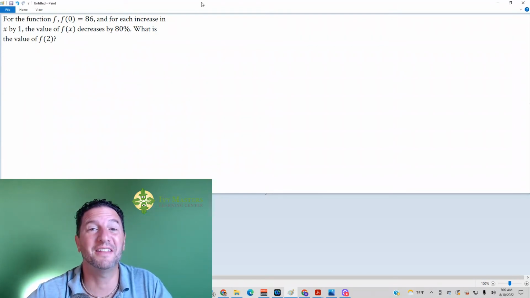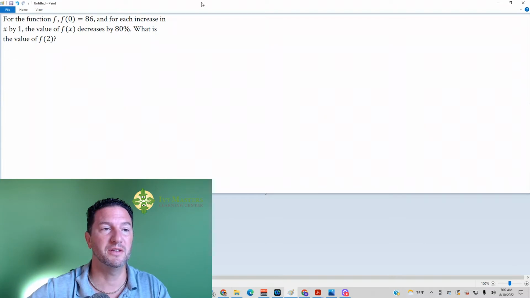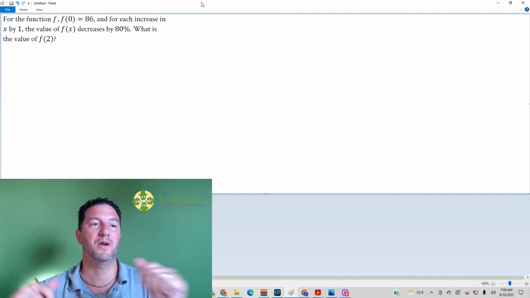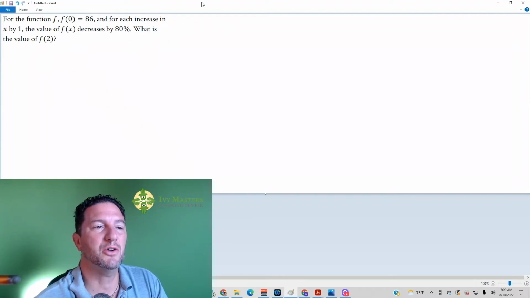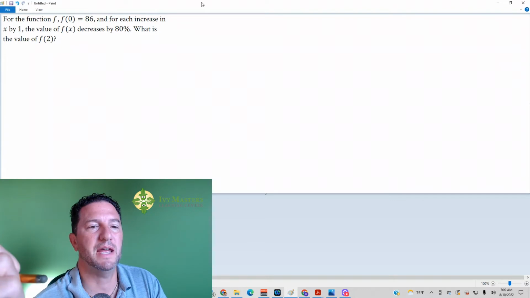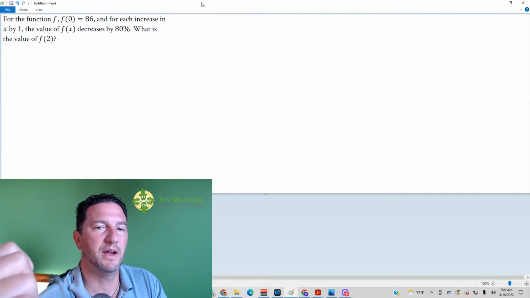And today we're going to look at the 11th sample question that was released by the College Board for this new digital SAT. Number 11 reads, for the function f of 0 equals 86, and for each increase of x by 1, the value of f of x decreases by 80%. What is the value of f of 2?